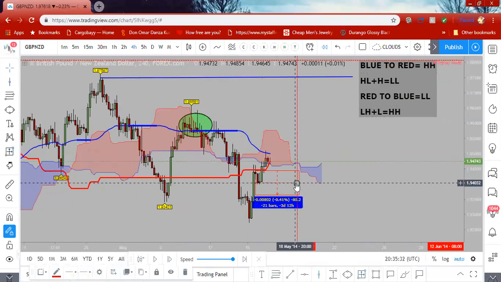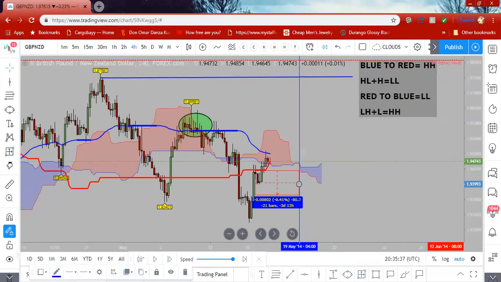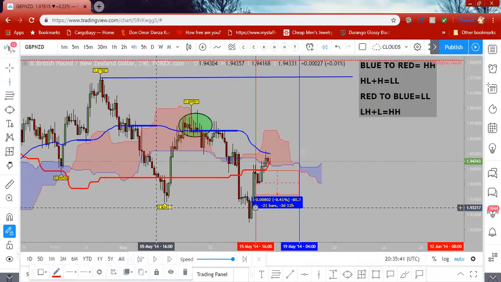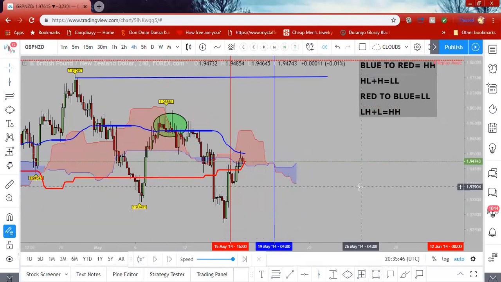So expecting price to buy. Make that blue. Boom. Red. Delete that. Don't need it no more.